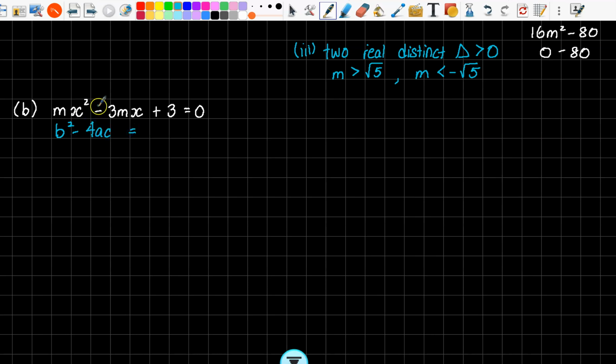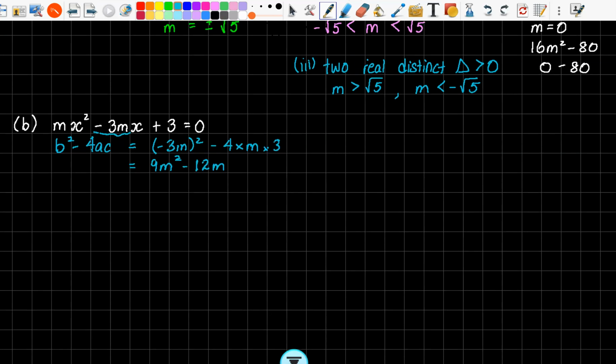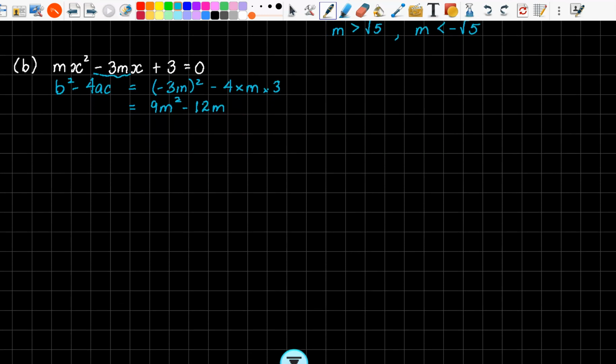Remember from last time, your b value is the coefficient of x, so it's minus 3m. So we're going to go minus 3m squared, minus 4 times a. My a value is m, and my c value is 3. So we've just worked that out and simplified that.